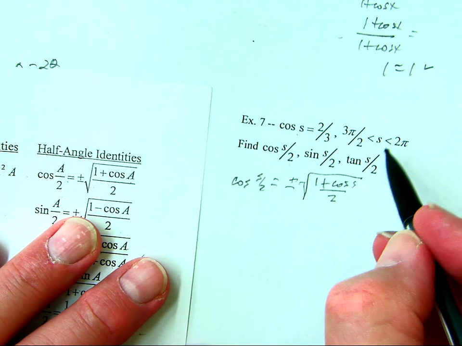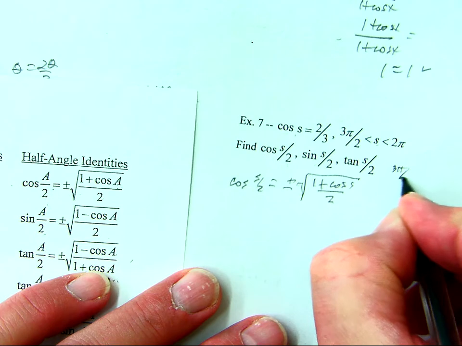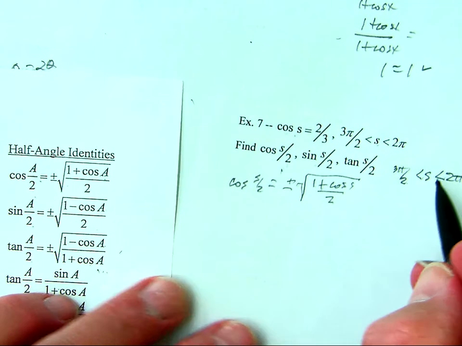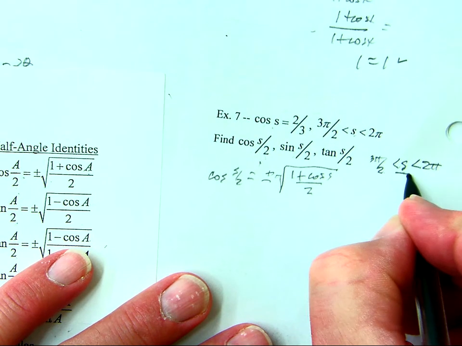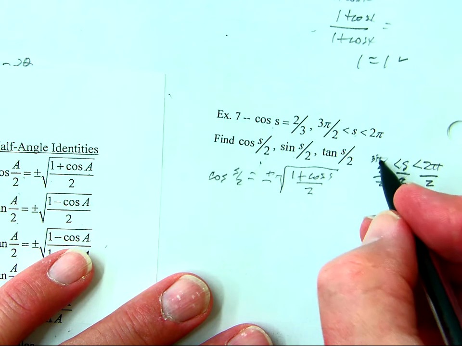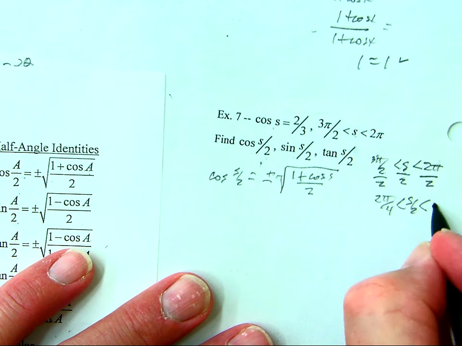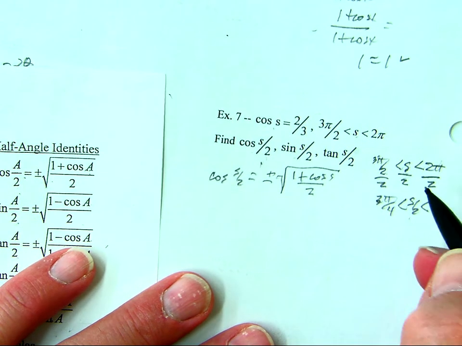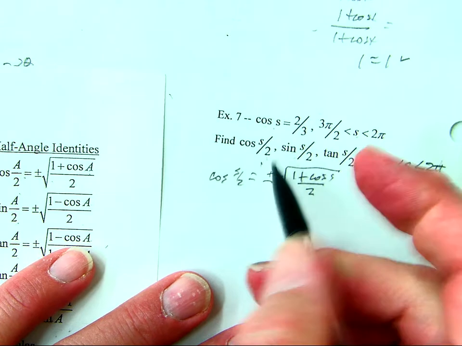Now notice it says s, here you have to do a little work. Let's go over here. It says, let's write this out, 3 pi over 2 is less than s is less than 2 pi. Well, we're trying to find half s. Here it tells us where s is at. Where's half s? Well, what if we wanted to turn s into half s, wouldn't we just divide by 2? Well, let's divide by 2 all the way across. So now 3 pi over 2 divided by 2 is 3 pi over 4. And 2 pi divided by 2 is pi. So that means s over 2 is between 3/4 pi and pi. Well, that puts us in the second quadrant. So that's how we know we're in the second quadrant. Well, in the second quadrant, cosine is negative.